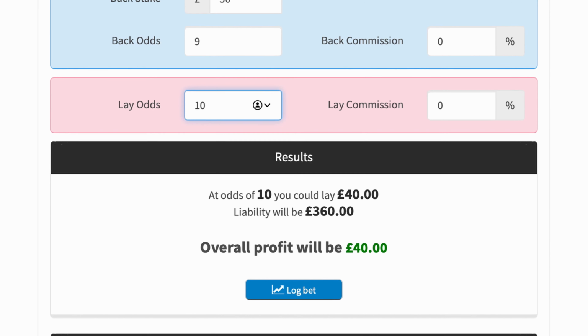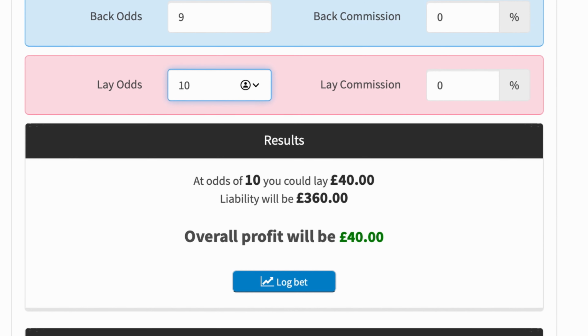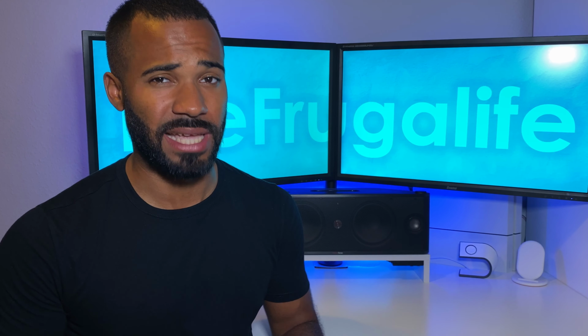But on the exchange, to place a £40 lay bet at odds of 10, you would need at least £360 in your exchange account to place and cover that lay bet. That can be quite a large amount of money if you're new to this and you don't have a large bankroll. I was in that situation too a few years ago when I was getting started.